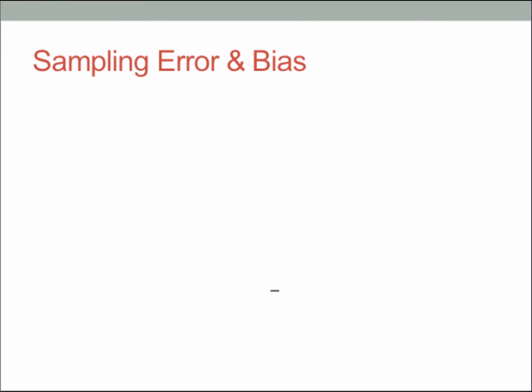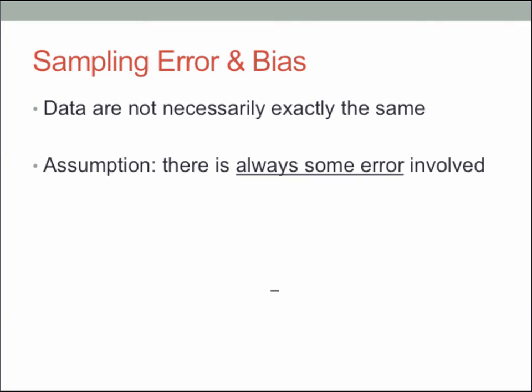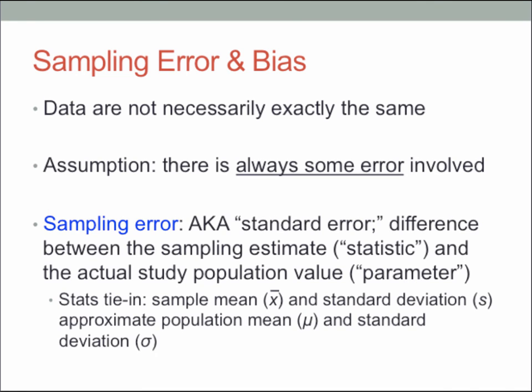However, this isn't always the case. Data are not necessarily exactly the same. We must assume that there is some error involved in how we sample and how we get the individuals, our observation units, from the population. Hence, we call this sampling error, also known as standard error when we talk about statistics.